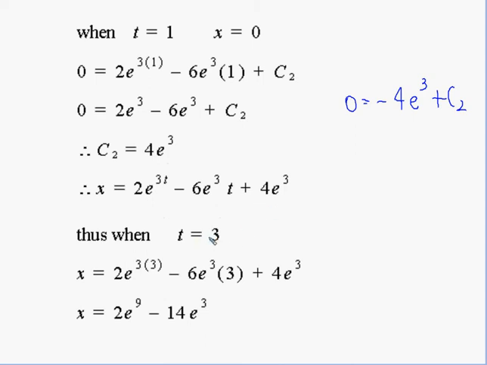So when t is equal to 3, we're able to do our substitution in, and we get 2e to the 9 minus 14e cubed. Leave it like that. That's going to be a pretty large number, I would say. And so it's exact, so that's going to be that value there in centimetres.